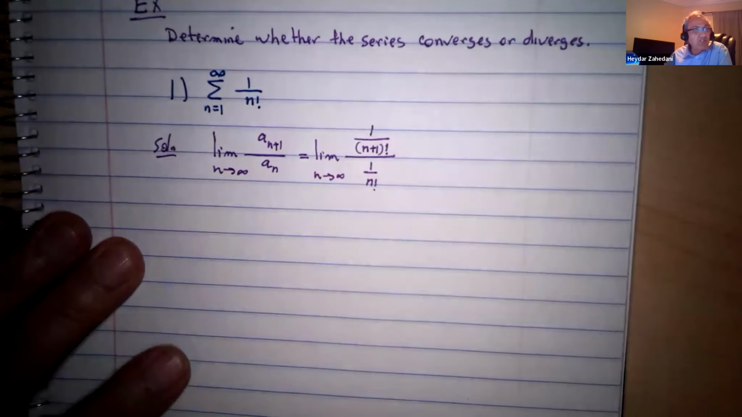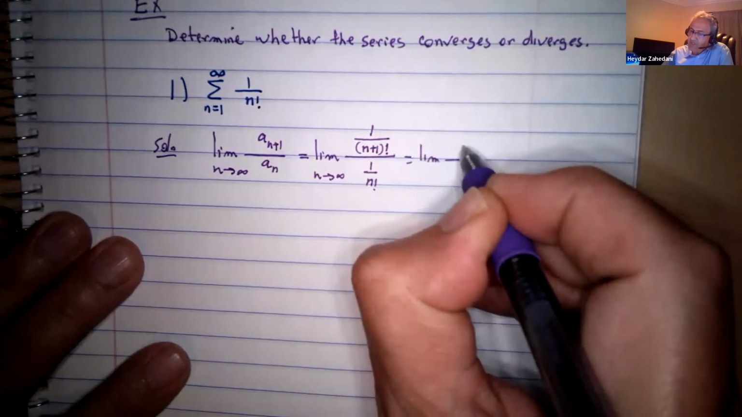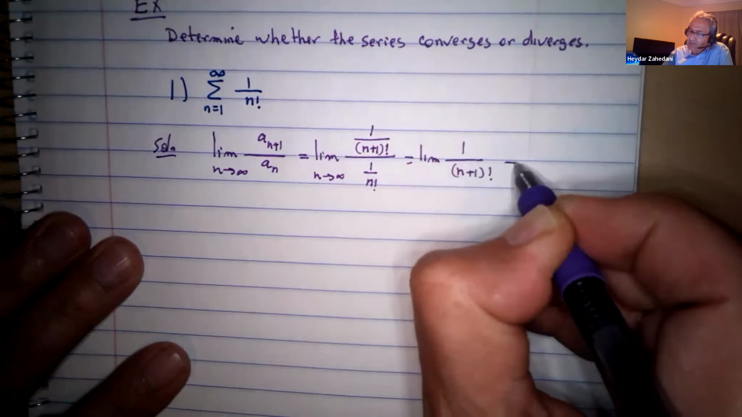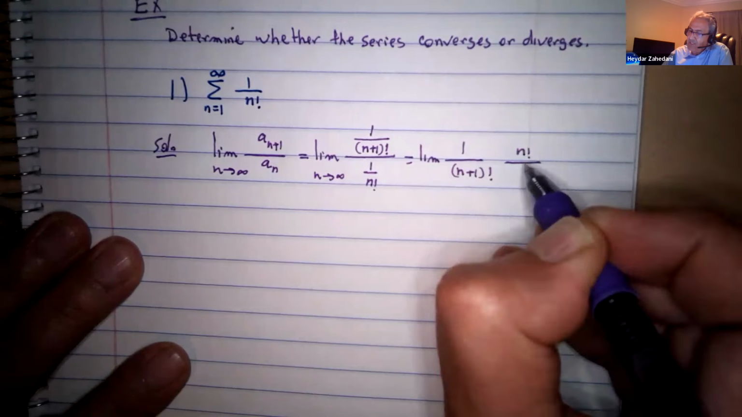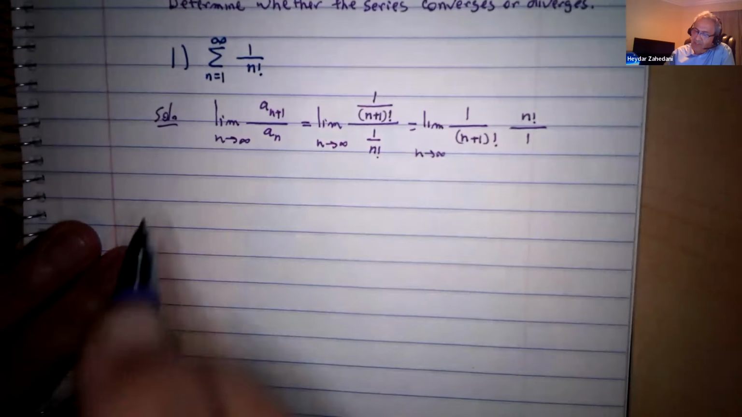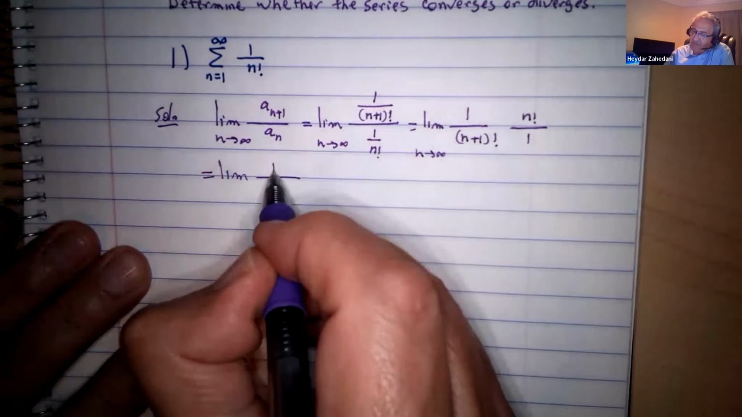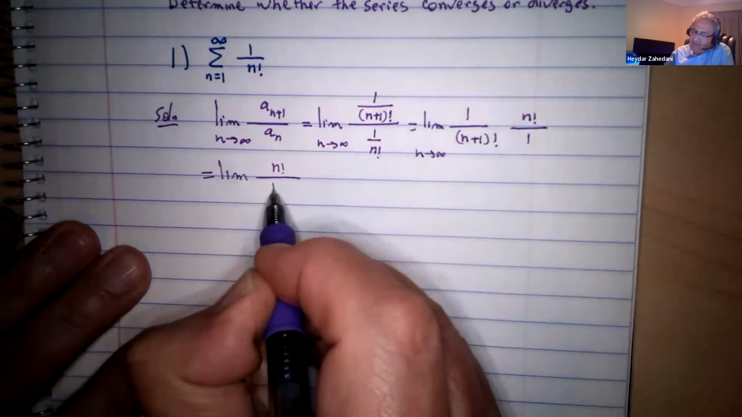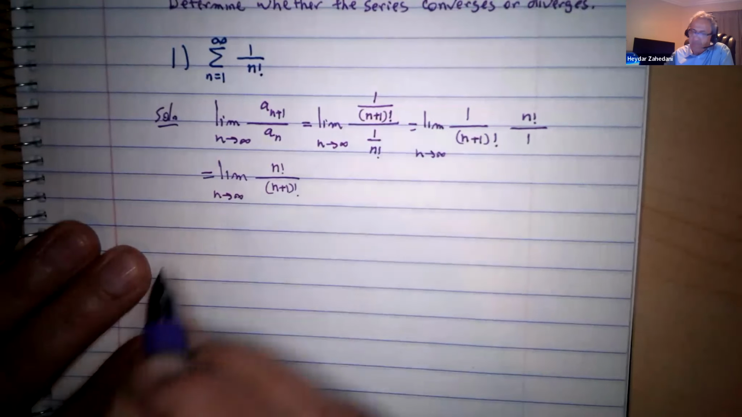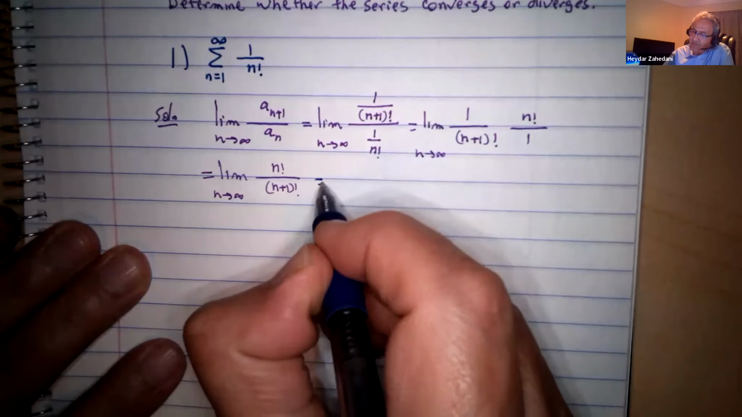Now the ratio of two fractions, you write the first one multiplied by the reciprocal of the other. So the limit of 1 over (n plus 1) factorial times n factorial over 1, as n goes to infinity. So it's going to be equal to the limit of, on the top you have n factorial, on the bottom you have (n plus 1) factorial. Now you have to simplify it. You see n factorial is everything up to n.